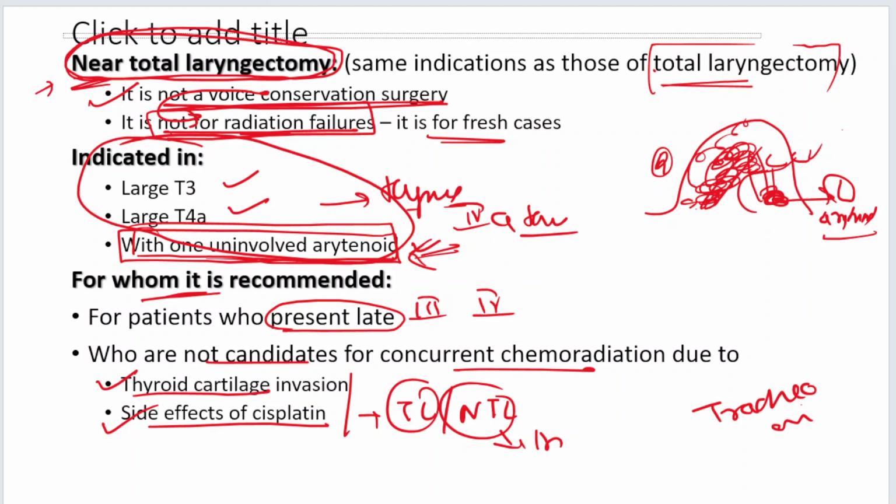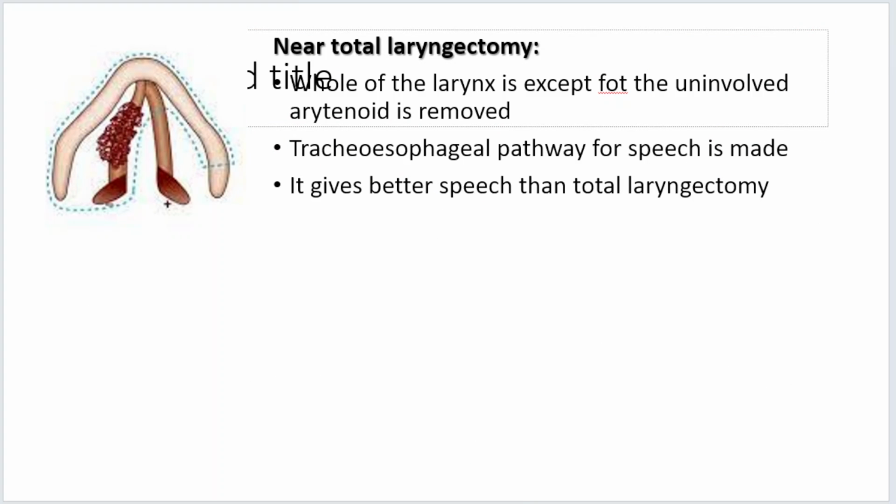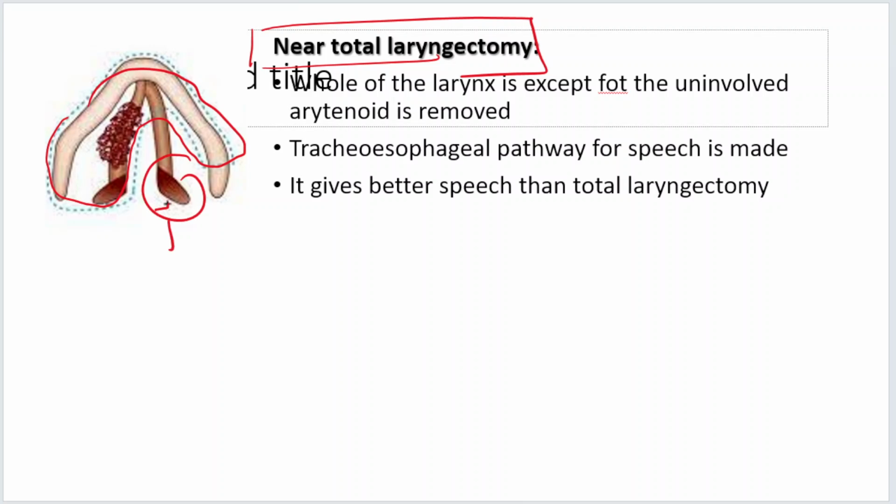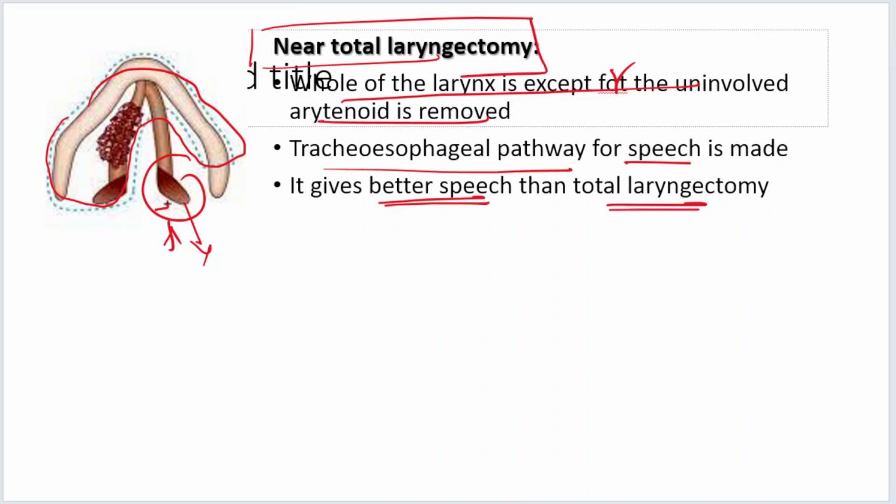If one uninvolved arytenoid is there, you can take it up for near total laryngectomy. So, near total laryngectomy, in this diagram, you remove the entire larynx except for one uninvolved arytenoid. Okay, whole of the larynx except for the uninvolved arytenoid is removed. Why? Because the tracheoesophageal pathway for the speech can be made better if there is one uninvolved arytenoid. It gives better speech than total laryngectomy.